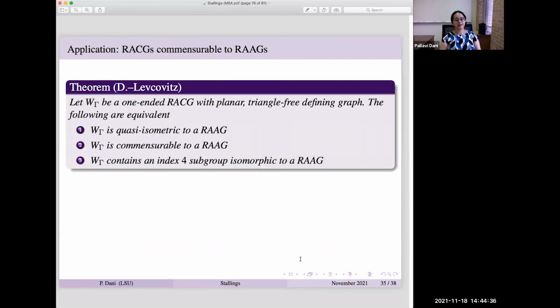So it's a question like, are these all commensurable or not necessarily? It turns out that what we proved was that in this context, being quasi-isometric and being commensurable are equivalent. In fact, all three of these things are equivalent: W gamma is quasi-isometric to a rag, is commensurable to a rag, or contains an index 4 subgroup that's actually isomorphic to a rag. Clearly going up is easy. If you contain an index 4 subgroup isomorphic to a rag, then definitely you're commensurable to a rag, then definitely you're quasi-isometric to a rag. So the hard direction is 1 implies 3.